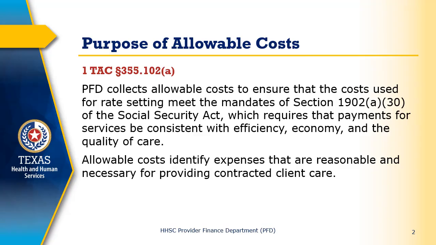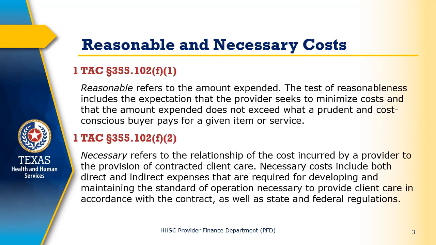Now that we have identified the purpose of allowable costs, next we will review key terms to enhance your understanding of this important topic. According to 1 TAC Section 355.102F1, the term reasonable refers to the amount expended, emphasizing that providers must strive to minimize costs while ensuring expenditures remain within the limits of what a prudent buyer would pay.